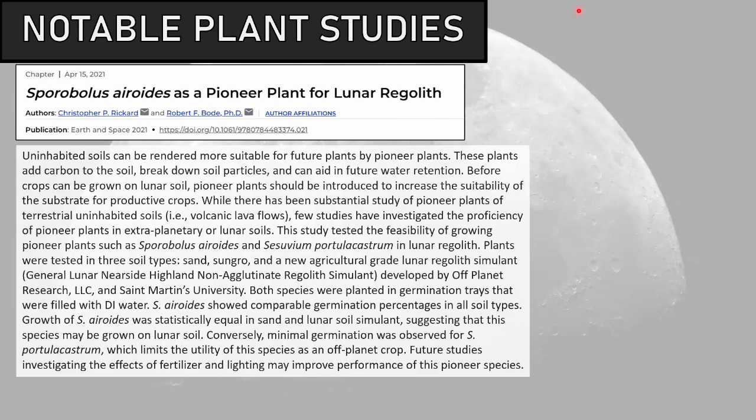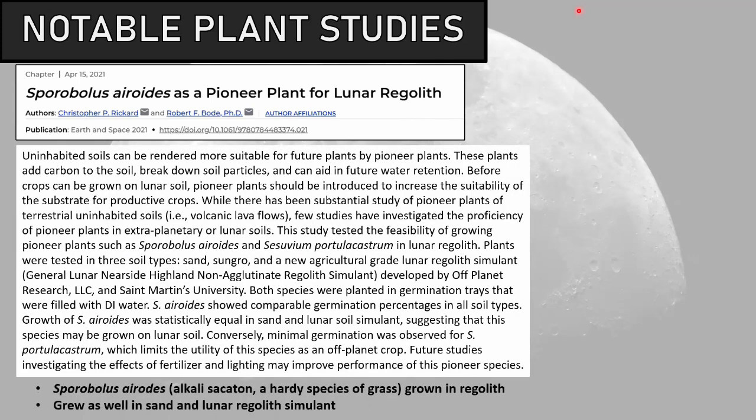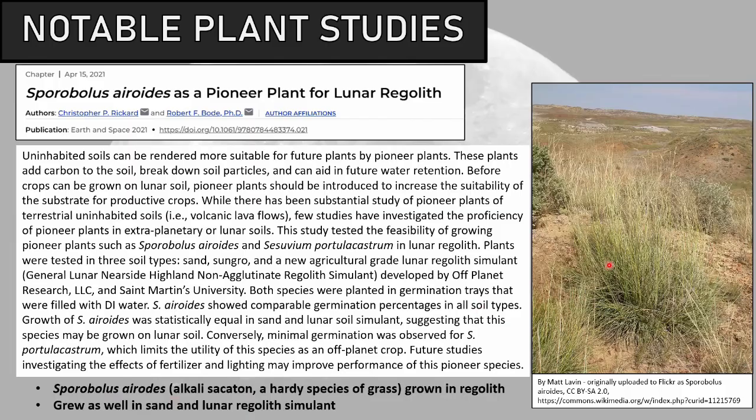And so that's what they did here. Here's just the abstract, but you can look at the bottom where I pull out the important bits. This Sporobolus, also known as alkali sacaton, is a hardy species of grass, and they actually grew it in regolith. They tried another species that didn't work that well. It grew as well in sand as in lunar regolith simulant. So this is a picture of the grass. It could be a potential pioneer plant to grow in lunar regolith.